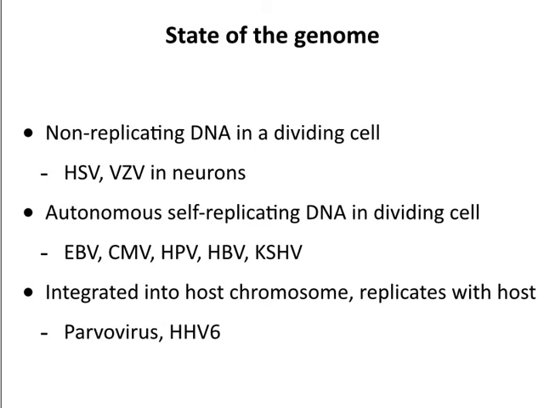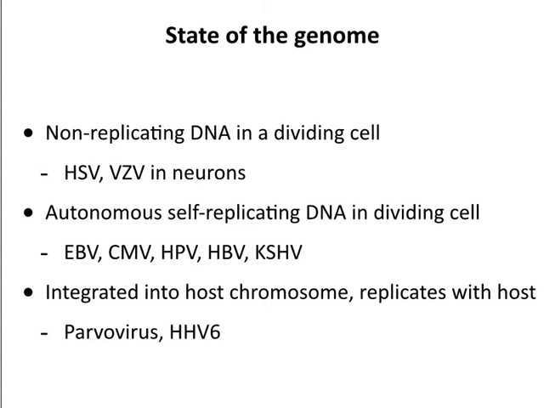And all of these have different states of the genome, okay? Some of them, the genome doesn't even replicate, because the genome is in a non-dividing cell. Neurons are not dividing. And herpes simplex and VZV, the DNA is in neurons. The DNA doesn't have to replicate because the cell never replicates. In some cases, the DNA is replicating in a dividing cell. And this autonomous is another word for episomal. It's not integrated into the host genome. It's free as an episome or an independent entity.